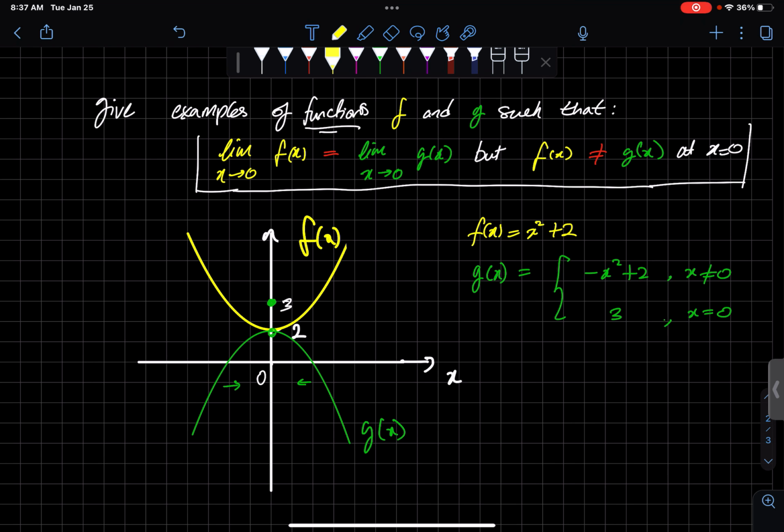Similarly, for the function f of x, as we get closer and closer to 0 from the left, we get closer and closer to 2, and closer to 2 from the right. But at the point x equals 0, these two functions have different values. At x equals 0, g of x is 3, and f of x is 2. Therefore, it satisfies both of these conditions, and this would be a solution to our question.